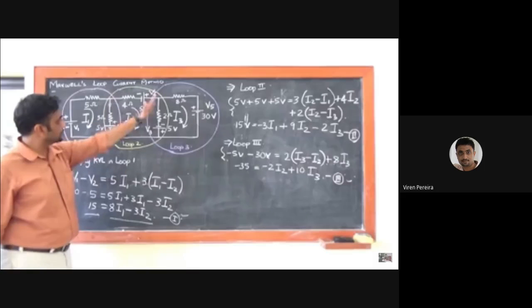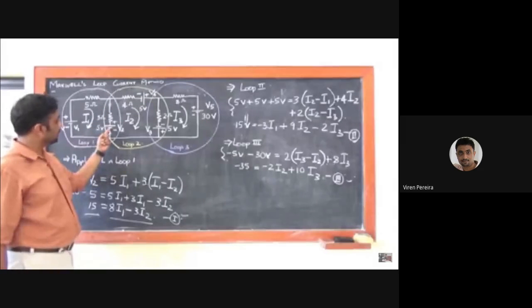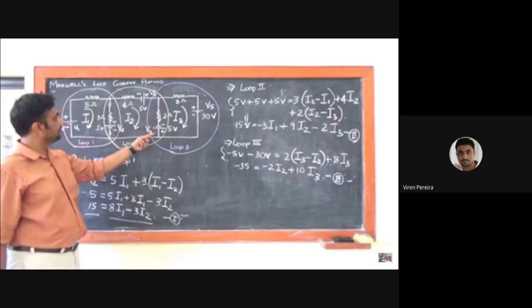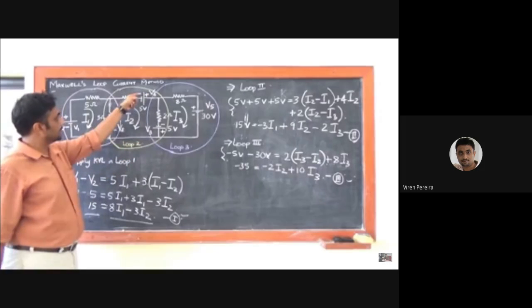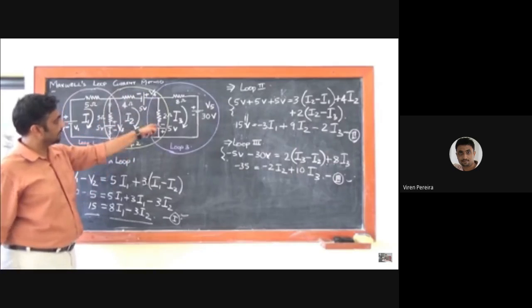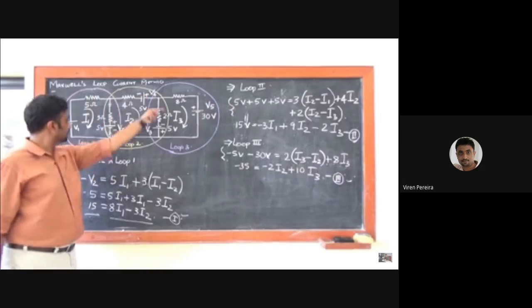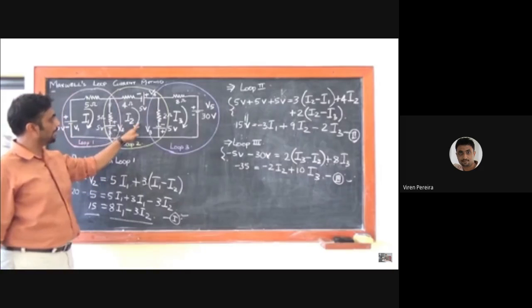Just see this loop. Diagnose how many voltage sources are there. We have V1, we have V4, and we have V2. Positive to negative, again clockwise. Positive to negative, again clockwise. Positive to negative, again clockwise. So all match your I2.